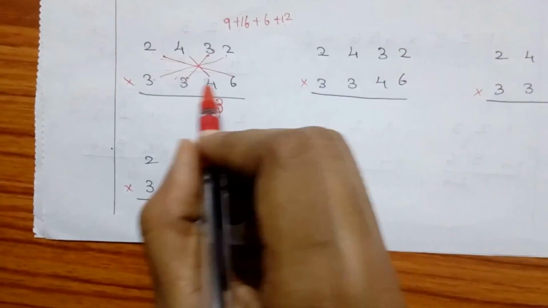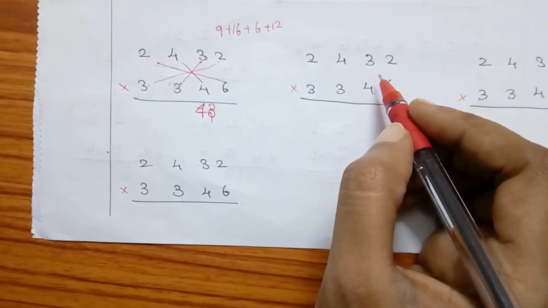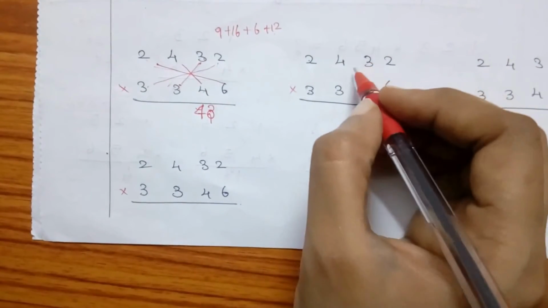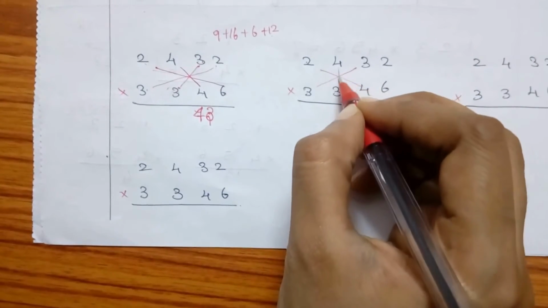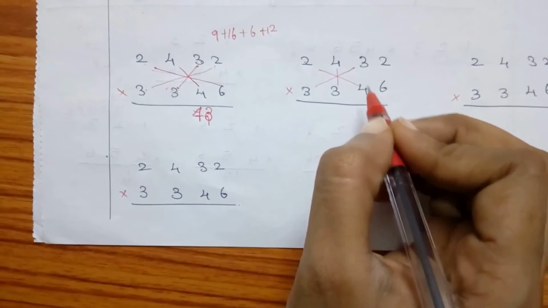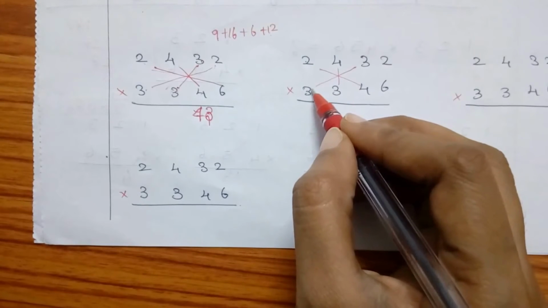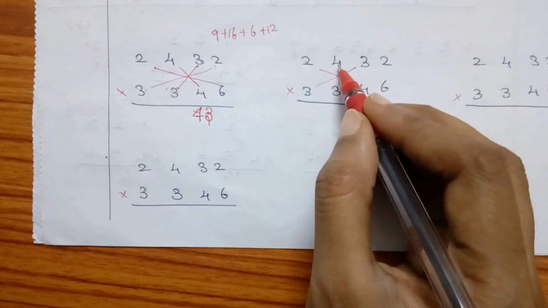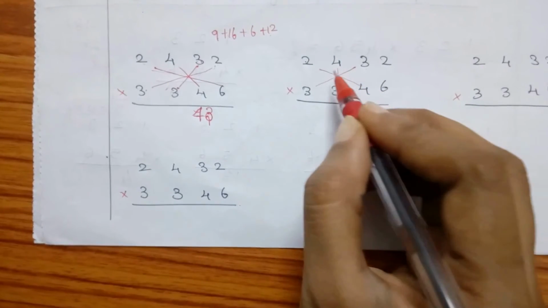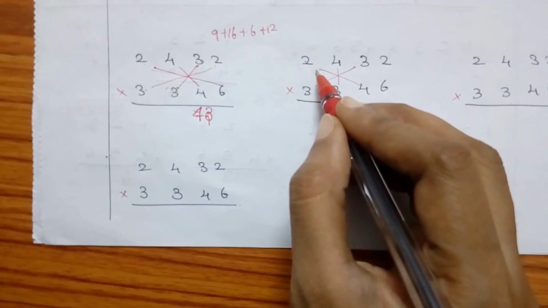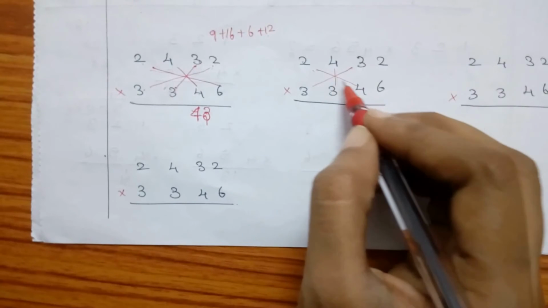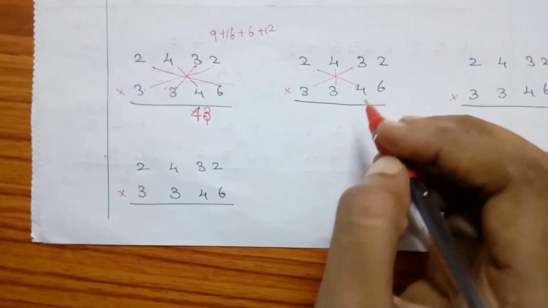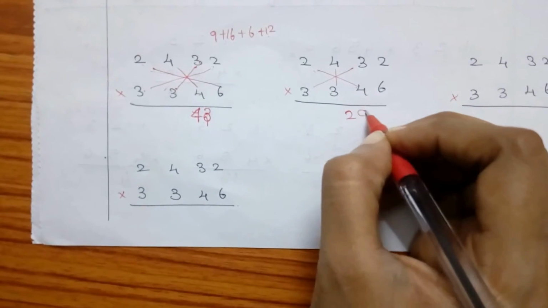Now for the fifth step, I'm going to multiply this, this and this, and add them. So by multiplying 3 into 3 will give me 9, 4 into 3 will give me 12, and 4 into 2 will give me 8. So 12 plus 9 plus 8 will give me 29.